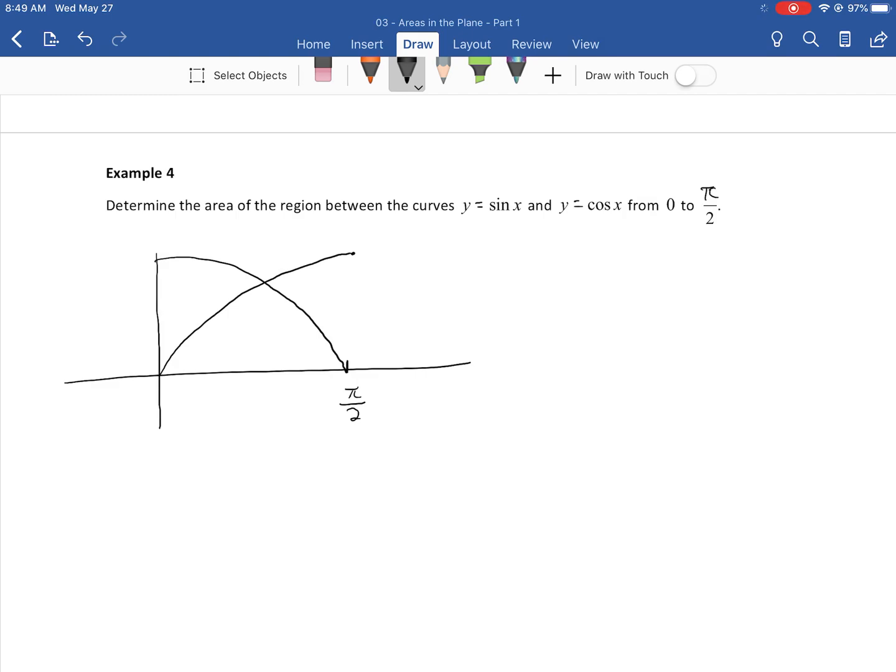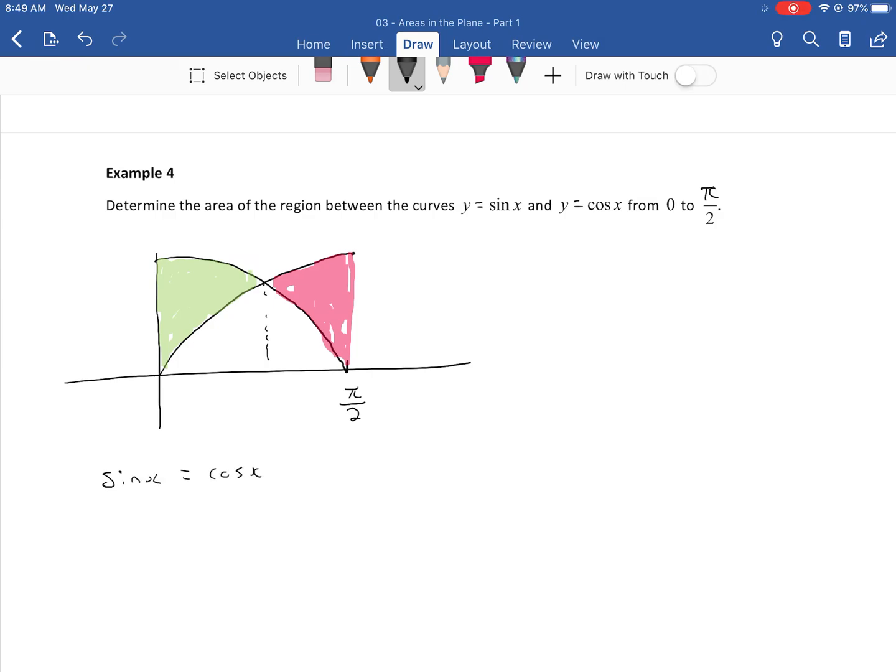They want from 0 to pi over 2, and then they want the area between. So let me just color this in. We've got to find this area here, which I'm doing an awesome job of coloring in here. And we also want to find this area in here. So the big thing is, where do they meet? How am I going to break this thing up? We want to know when sine x equals cos x.